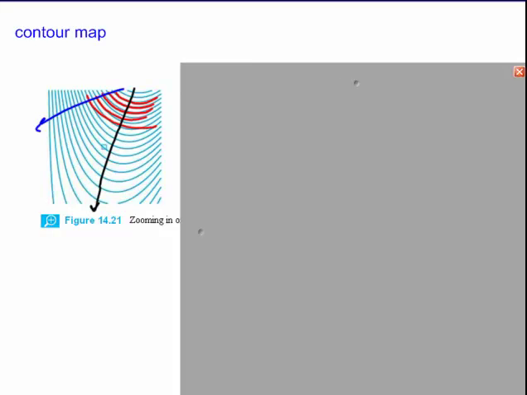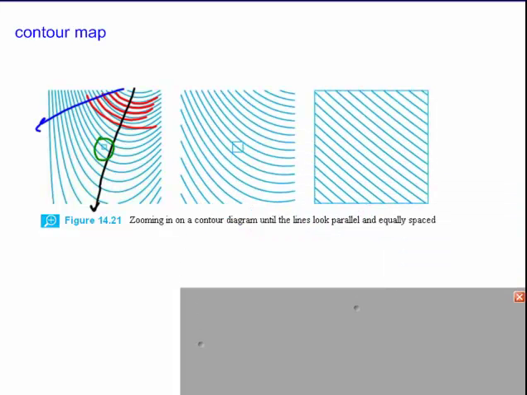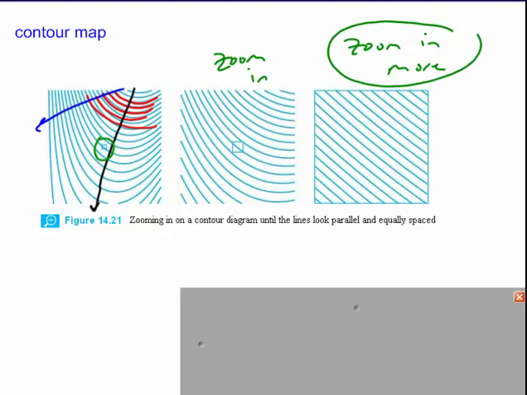But if we were to zoom in on this one point right here, and then zoom in more, eventually almost all shapes, unless there's an asymptote, as you zoom in and zoom in and zoom in, become locally linear. And so that's what we're looking at here.